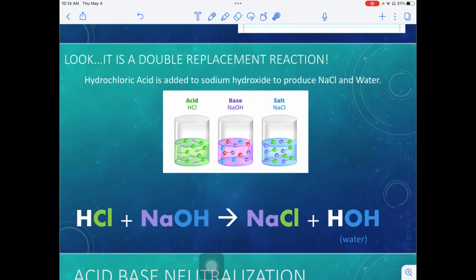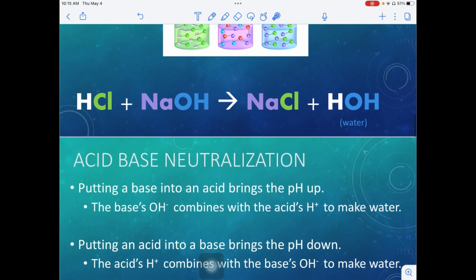It's actually a double replacement reaction. I want to show you HCl gets together with NaOH. Do-si-do, the Na bonds to the Cl, and the OH bonds to the H. So it results in sodium chloride and hydrogen hydroxide, or water. So every time an acid is added to a base, it results in a salt and water, and that happens because of that double replacement reaction.